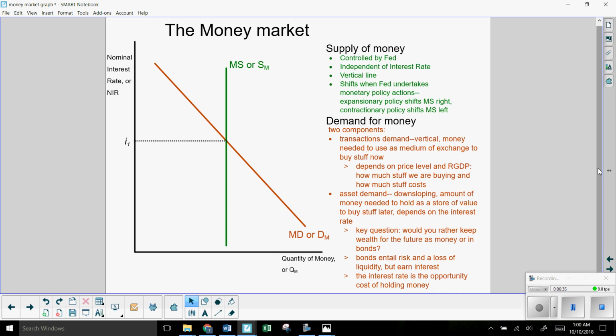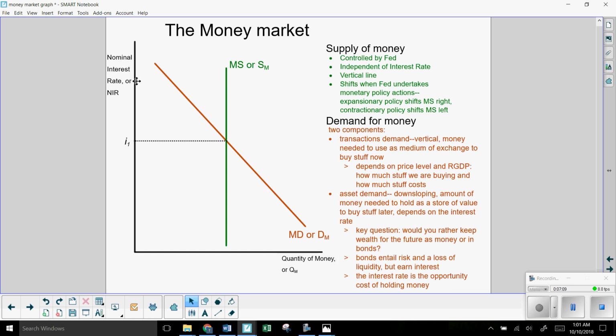So instead of thinking of all the different ways you could hold your wealth for the future, just think about two. Would I rather hold my wealth for the future as money or as bonds? Remembering bonds, of course, are not money, and bonds are cheaper when interest rates are higher. Bonds are more expensive when interest rates are lower. So parts of the graph down here at low interest rates go along with expensive bonds. And parts of the graph up here with high interest rates go along with cheap bonds. So would I want to hold my wealth for the future as money or as bonds?